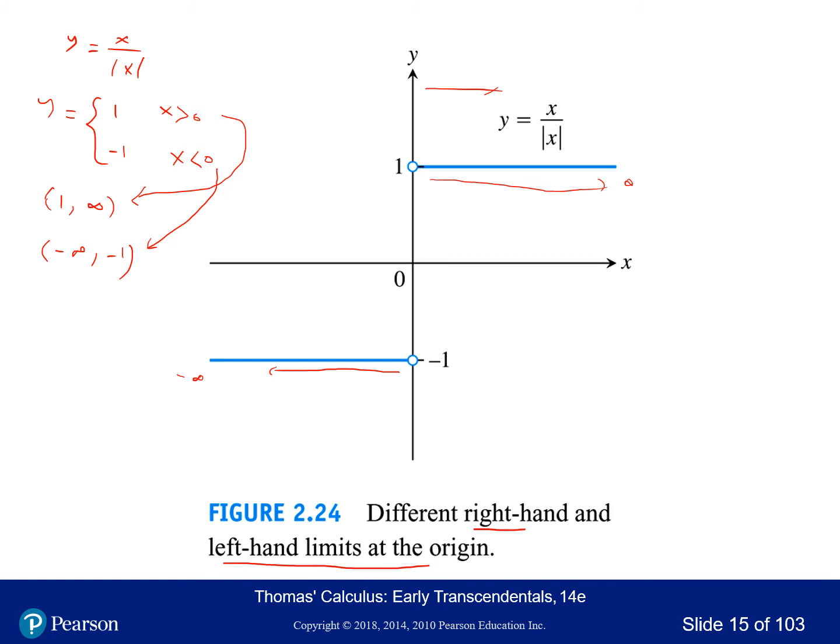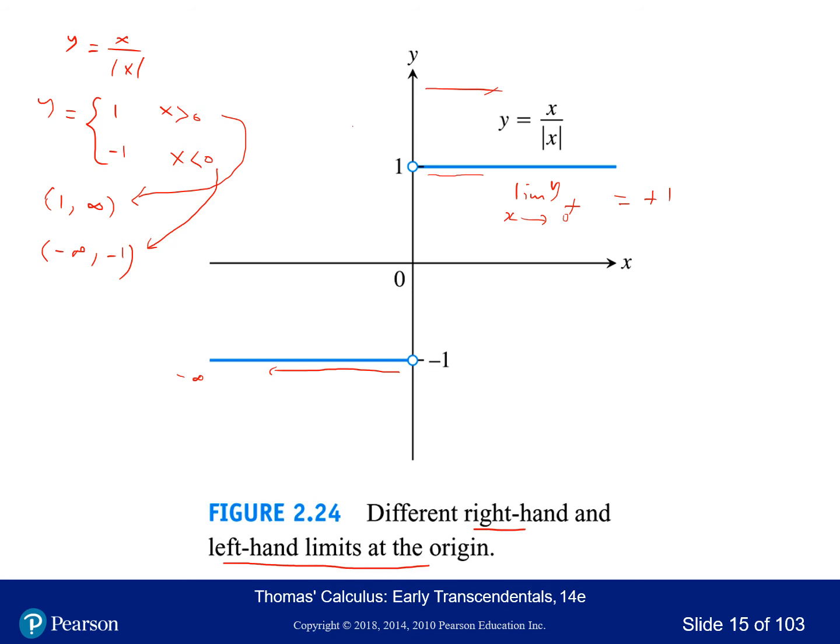Since we're going to approach the point x equals 0 from the right, we're going to say limit of y, because y is what we're looking at, as x approaches 0 from the right, because plus means from the right, and this is going to be equal to plus 1, because as we approach, we will come closer to 1. So the limit will be plus 1.